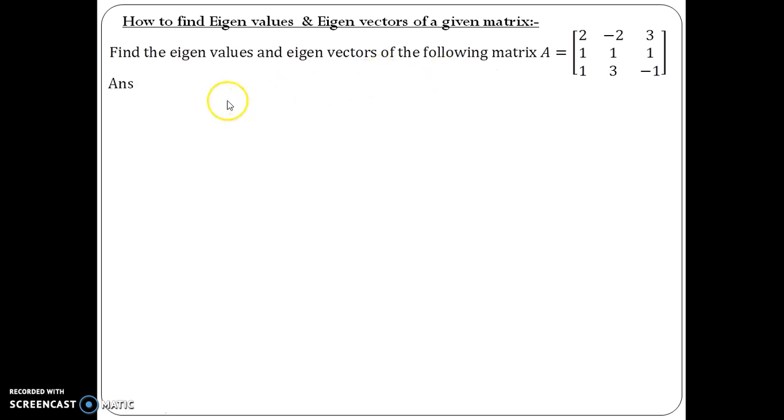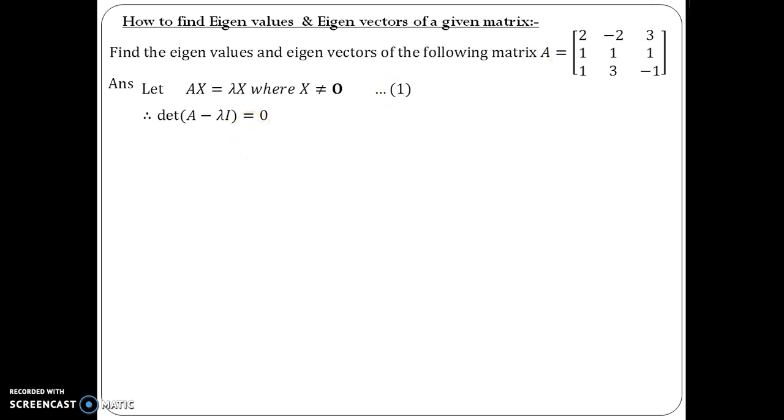The first step in any problem should be: let Ax equals lambda x, where x is not equal to 0. Okay, so x not equal to 0 is the main condition. After that you solve for the determinant of A minus lambda I equal to 0, and this is nothing but your characteristic equation.